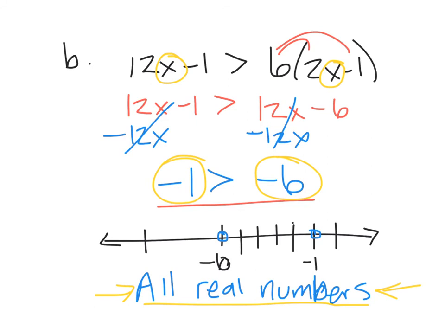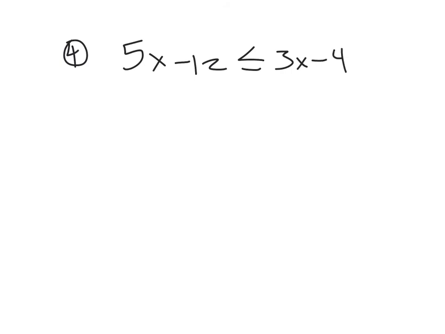Okay, let's do 2 more of these examples and then that'll be it. So I'm going to skip, well, no, let's do 3. Let's do all 3 of them. So this is the guided practice number 4. We have 5x minus 12 is less than or equal to 3x minus 4.